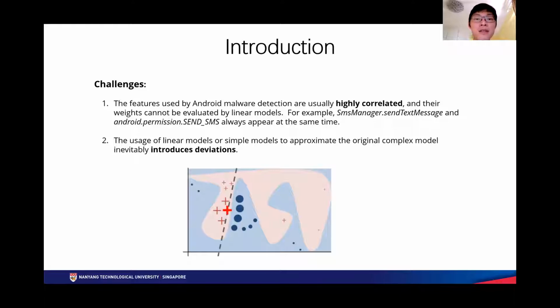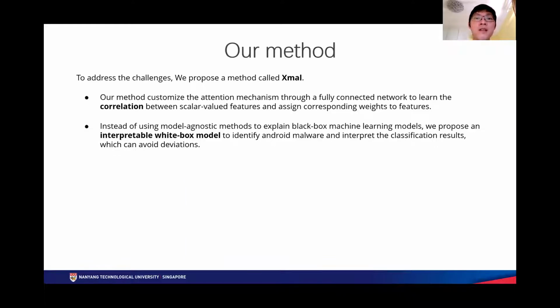Inspired by the existing methods, we think there are two major challenges. One is that the features used in Android malware detection are usually highly correlated, and their weights should not be evaluated by linear models. The other is that the usage of linear models to approximate the original model inevitably introduces deviations.